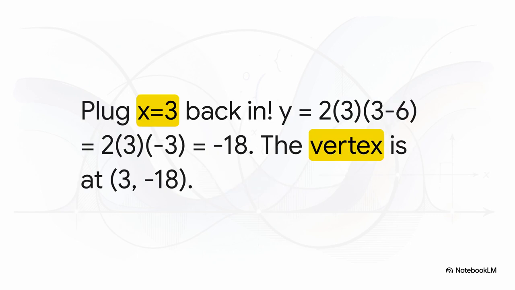And just like before, we just plug that x value of 3 back into the equation to find the y-coordinate of our vertex. Let's see, we get 2 times 3, that's 6, times 3 minus 6, which is negative 3.